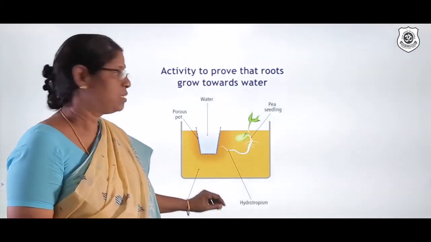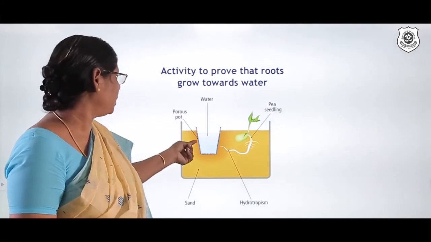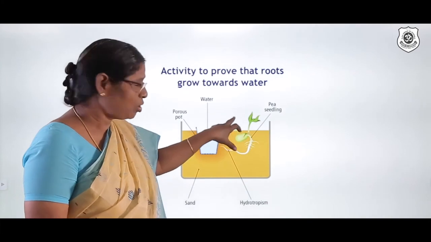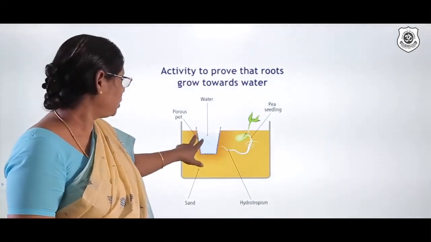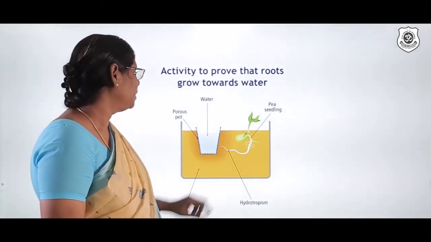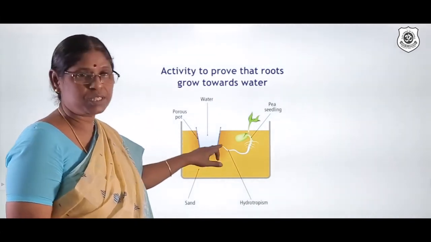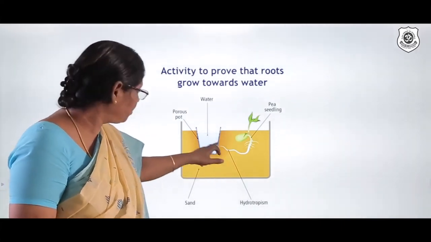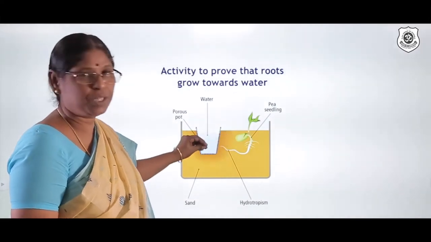Now what you have to do is keep a pot or any vessel containing water inside that trough. And you are not going to water the plant here. You keep water only in this pot. After a few days, you will see the root growing towards the water. This pot is porous, so it can give out water through the pores into the soil. So the root will be sensing it and going towards it.